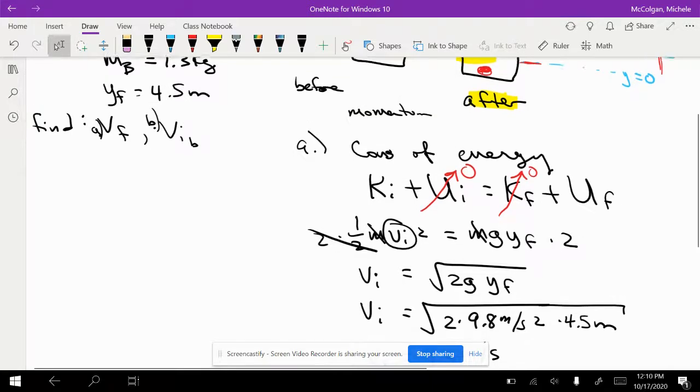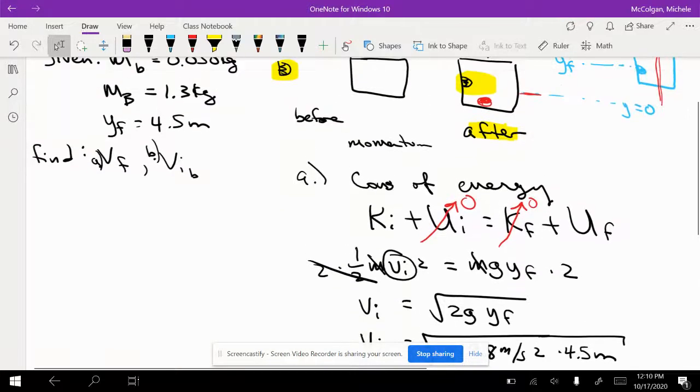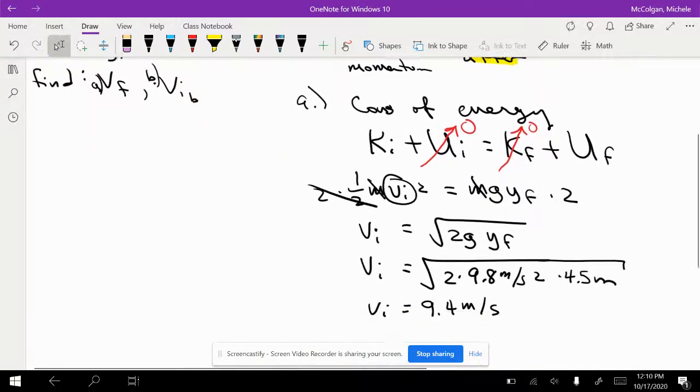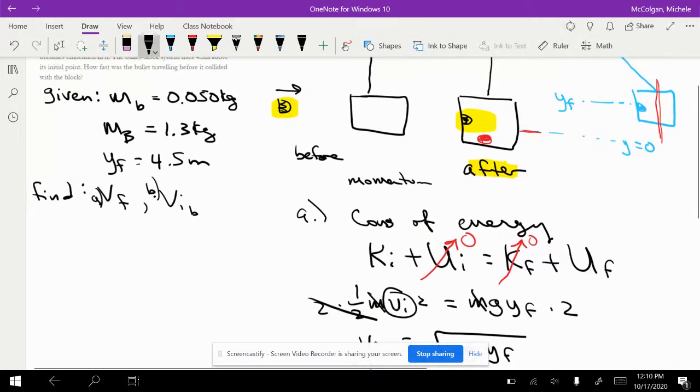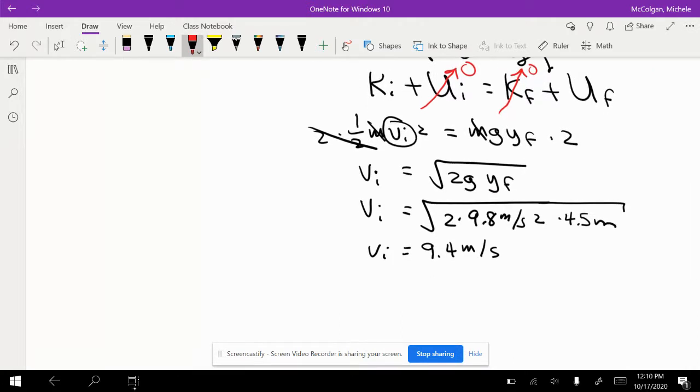Okay, so what is my v final? I'm calling it v final for the collision part of the problem, but what I solved for was the velocity right here, right after the bullet gets embedded. So that's what I solved for, and that's going to become my v final for the momentum part of the problem. So I'm going to use this v initial from the energy to be my v final for momentum. Okay, so we're going to start on the momentum.